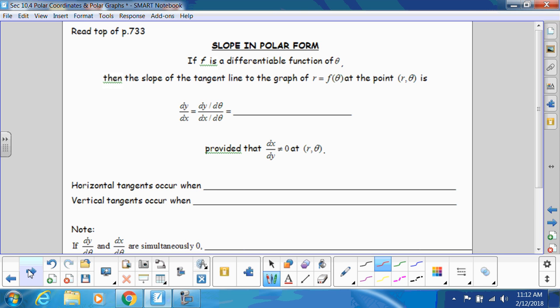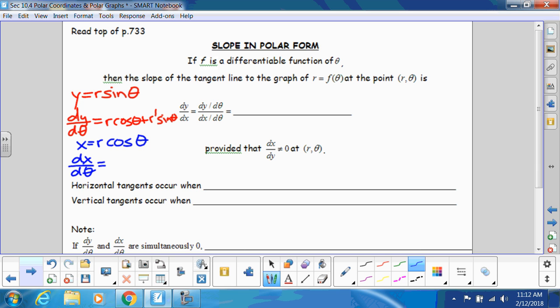So if we do that, keep in mind that y was r sine of theta. So if I do dy/d theta, then that's going to be r cosine of theta plus r prime sine of theta. All right, if I do x, again, we're treating this like a parametric, r cosine of theta. So dx/d theta is simply negative r sine of theta plus r prime cosine of theta. Pause that if you need to absorb that.